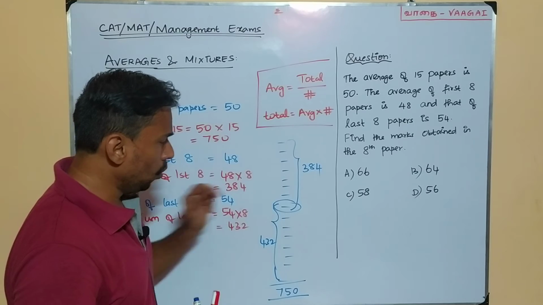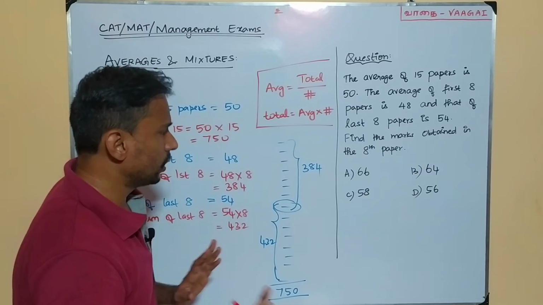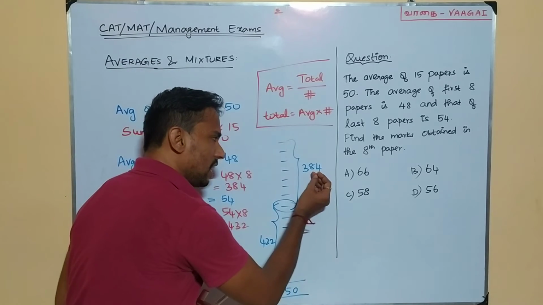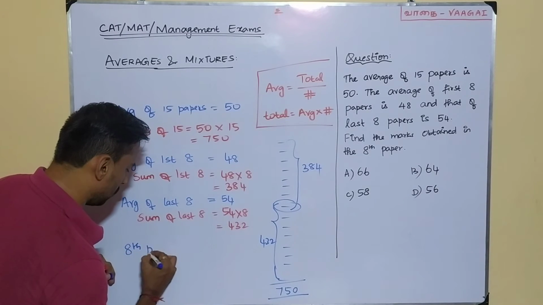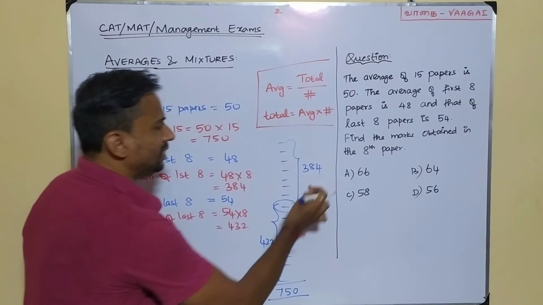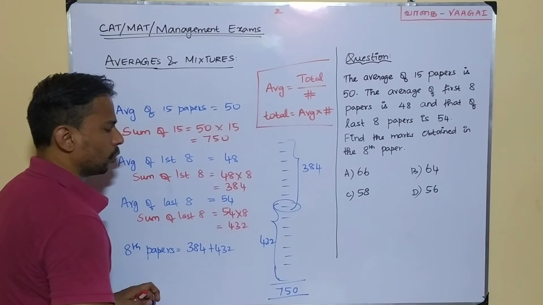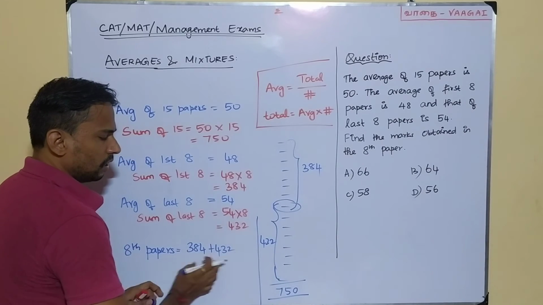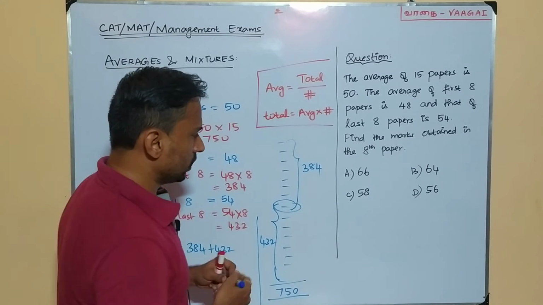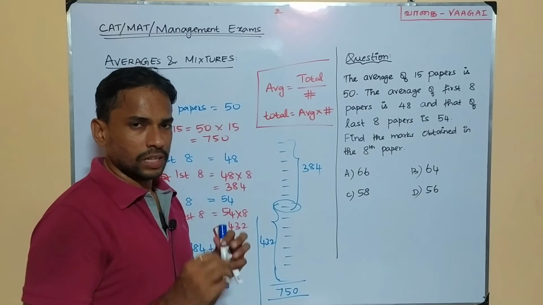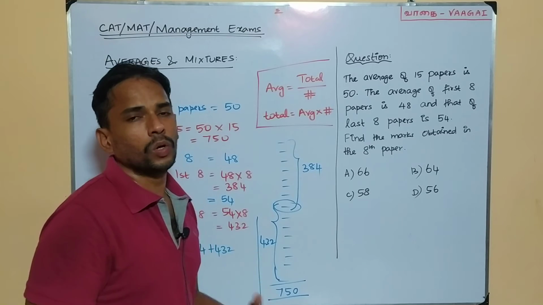So by what approach can we find this? The approach is quite simple. I am going to add this 384 plus 432. So the score obtained in the 8th paper will be equal to, let me total this and this, that is 384 plus 432. Let me put a line here so that these calculations won't disturb. You may wonder why I'm adding this one plus this one. There's a reason. If you add this and this, what do you expect you will get as the answer?